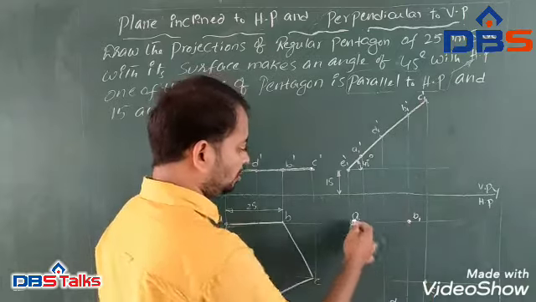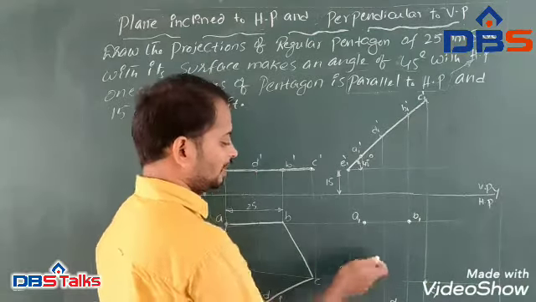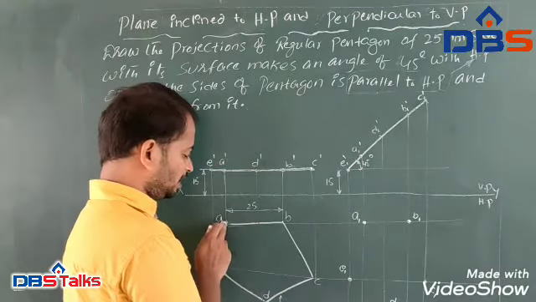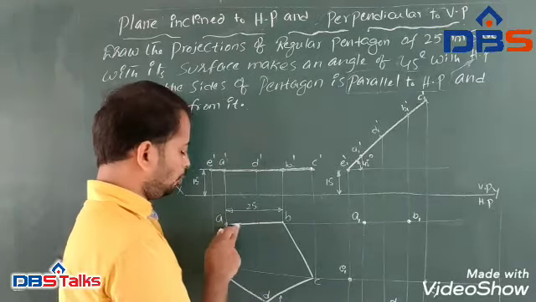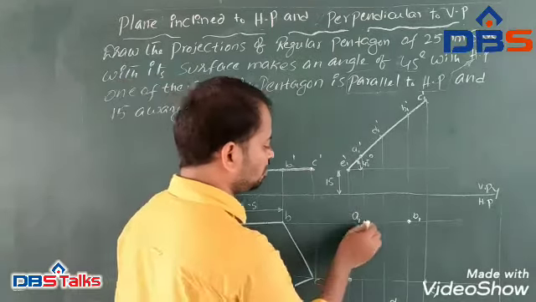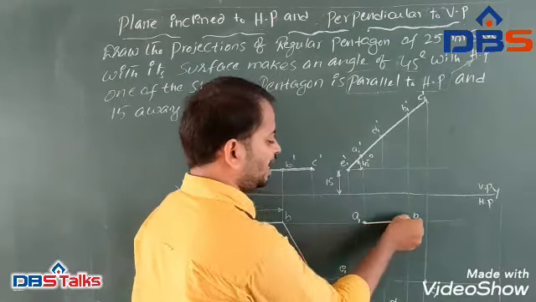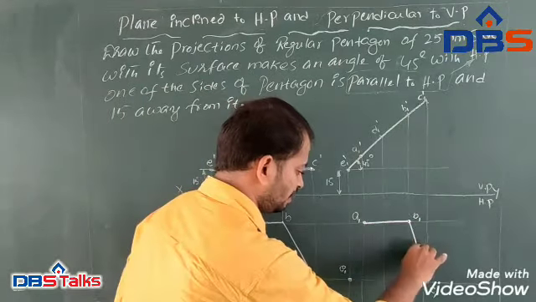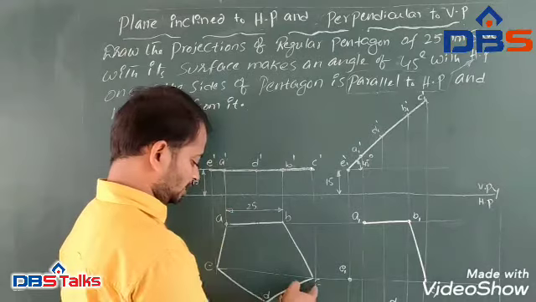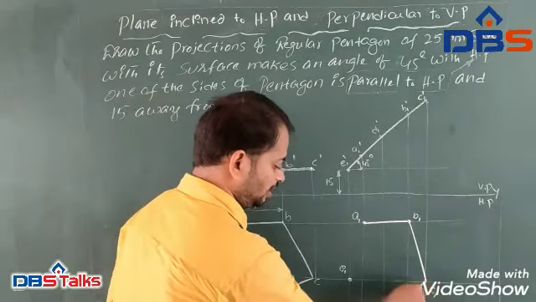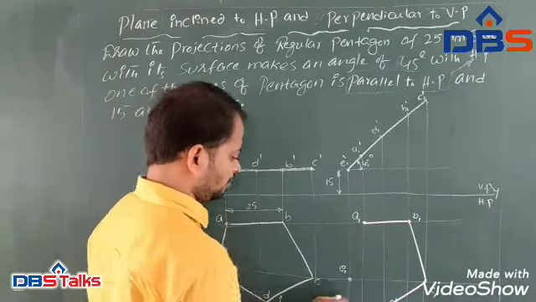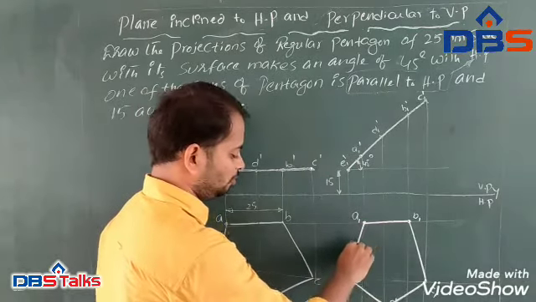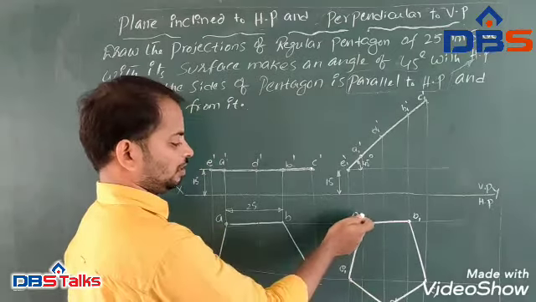Then join all the points like edges as we do in the regular pentagon. In the regular pentagon, we joined the points A, B. So here also from A1, B1. Next B to C, so here B1, C1. Next C to D, C1, D1, and D to E, D1, E1, and A to E, that is A1, E1.